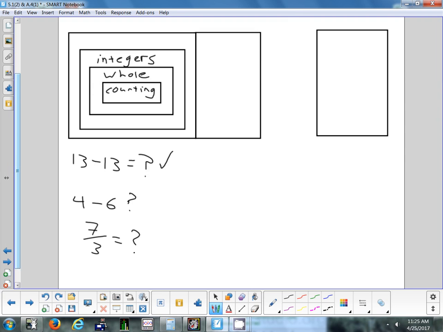Now we have another problem. No matter how many positive or negative integers you try to use to represent this, you can never figure this problem out. Because now you're trying to take 7 objects and divide them between 3 people. But you can't do that. You can't divide that evenly. If you had 6 objects, you could divide that to 3 people, but not 7.